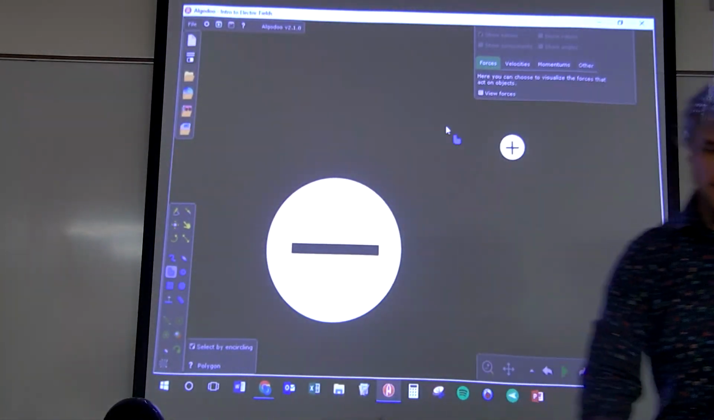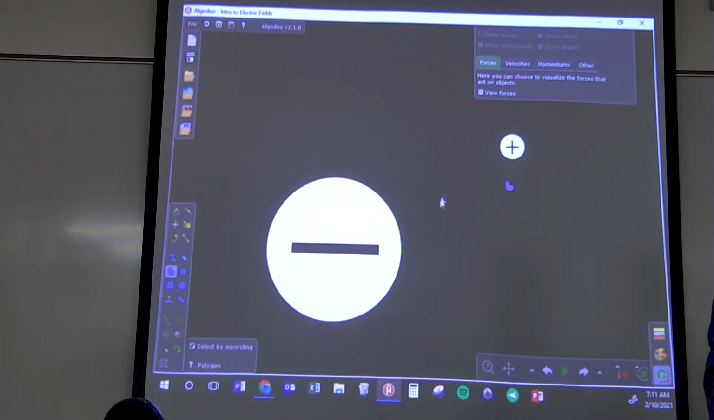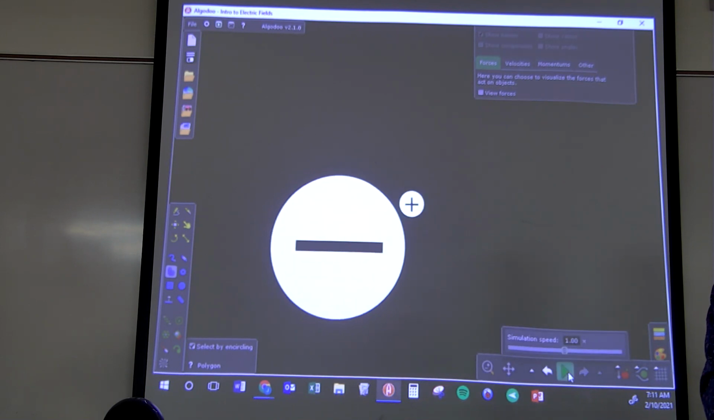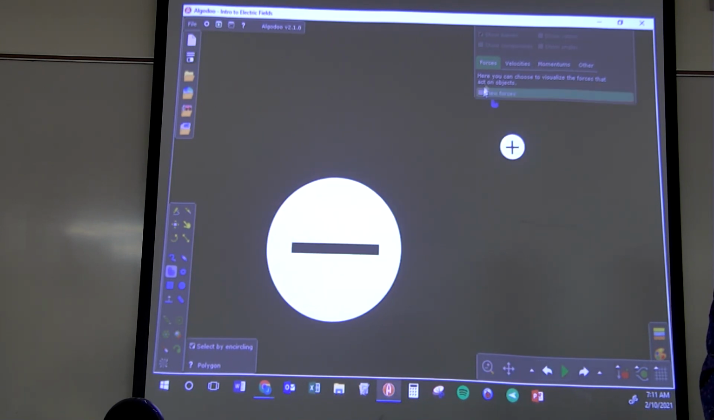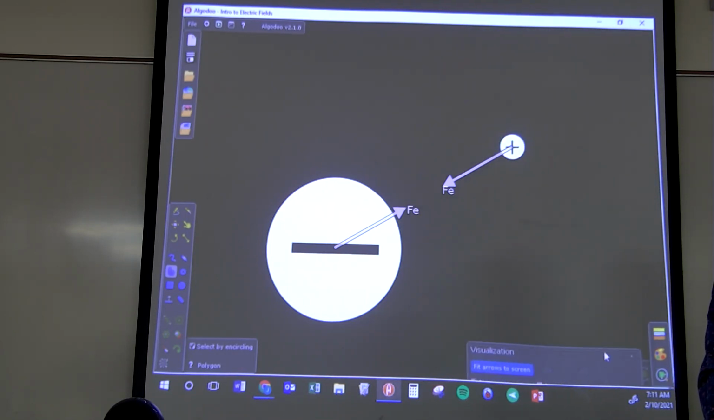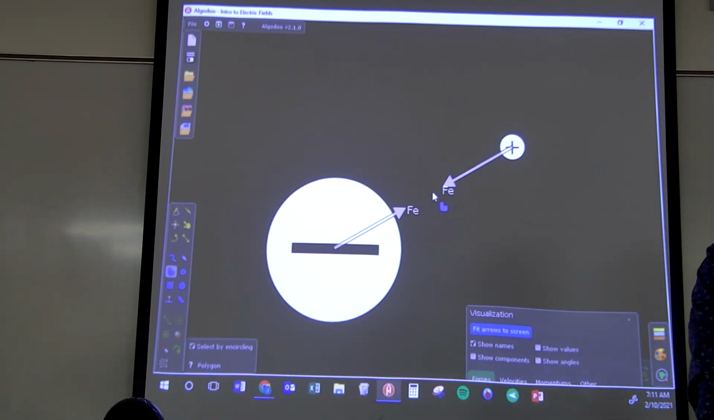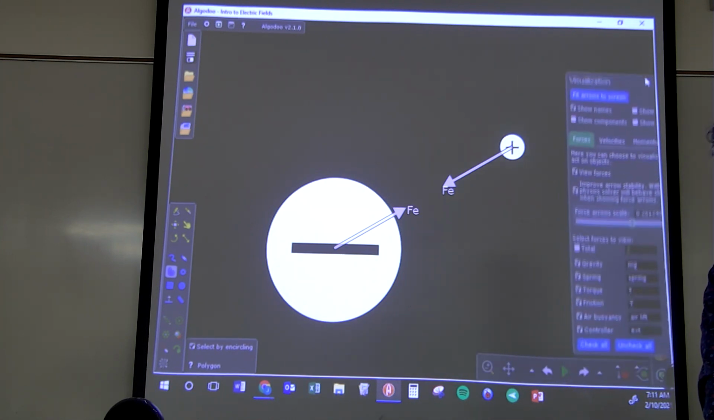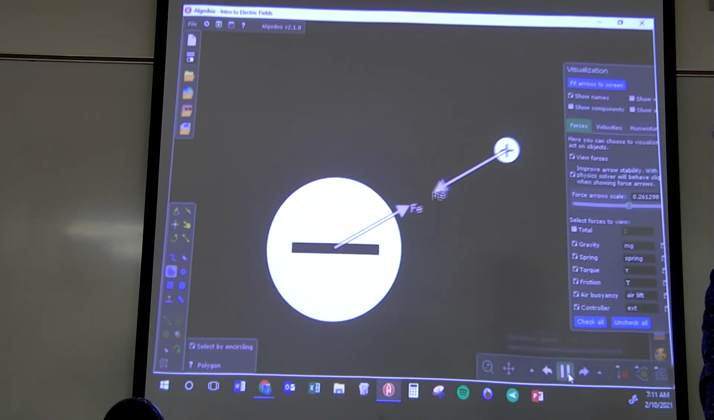Here I just have a nice little simulation that has two charges, one positive, one negative. And when I hit play, they obviously get attracted to each other. Right? If I look at the forces, both objects, by Newton's third law, feel the same force. The larger object obviously accelerates at a lower rate, but they do get attracted.